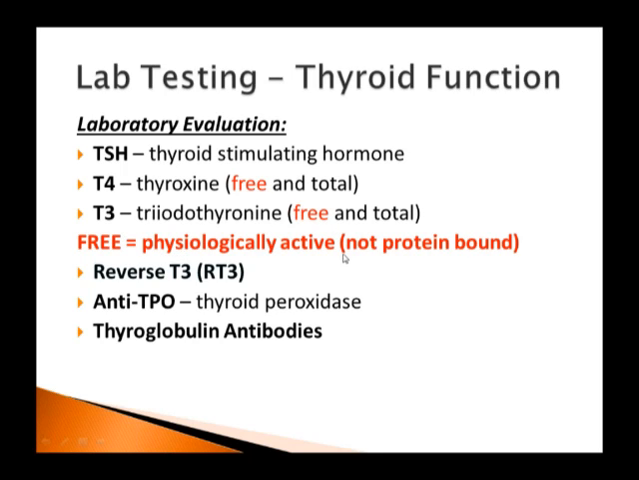Okay, so free is physiologically active. Now, you can incorporate a reverse T3 into that equation, and I do sometimes. I don't always do that, but I will sometimes run a reverse T3. And then if there's a strong suspicion of an autoimmune thyroid condition, or this could be done at a later time, you can run anti-TPO and thyroglobulin antibodies to see if it's the immune system that's attacking the thyroid. But minimally a TSH, free T4, and a free T3 should be done.